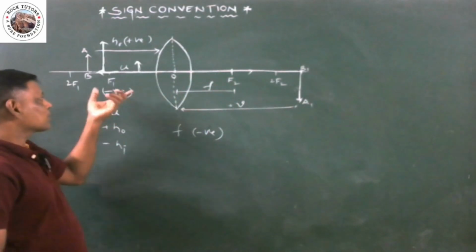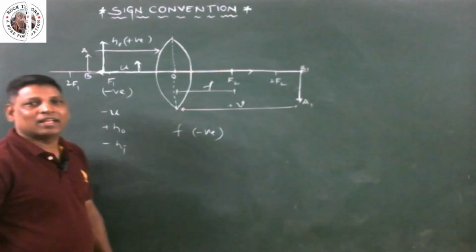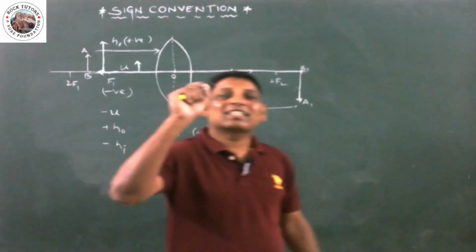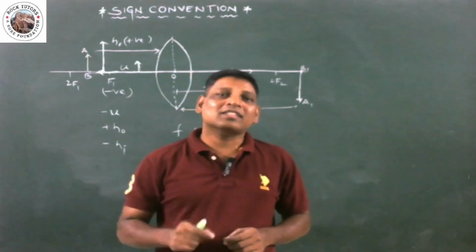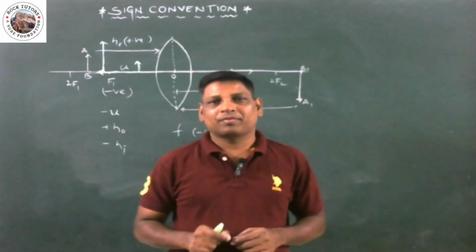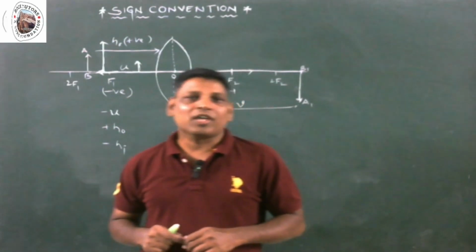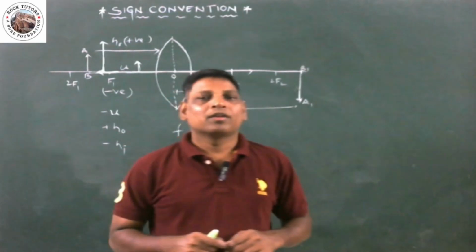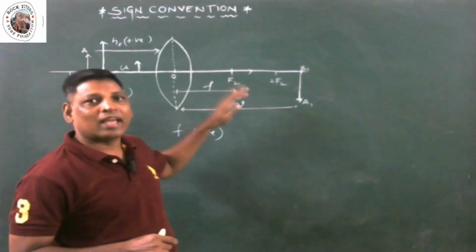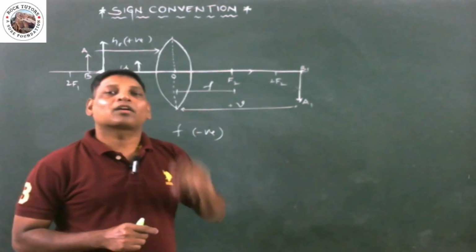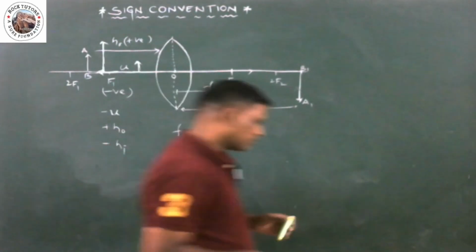Now here, object distance is always negative. These are the two points you have to remember. So now we apply these sign conventions for the concave lens.